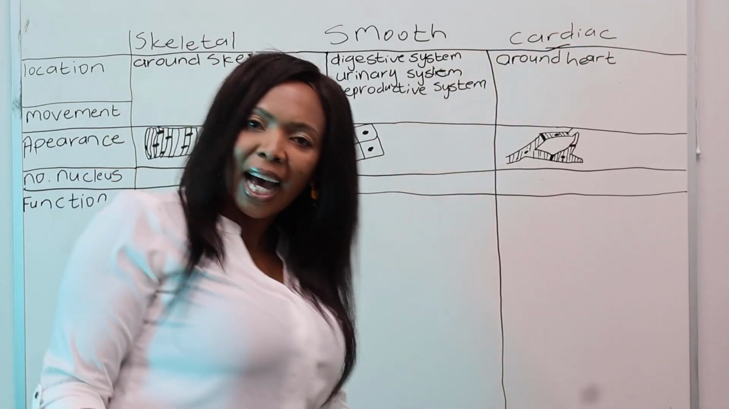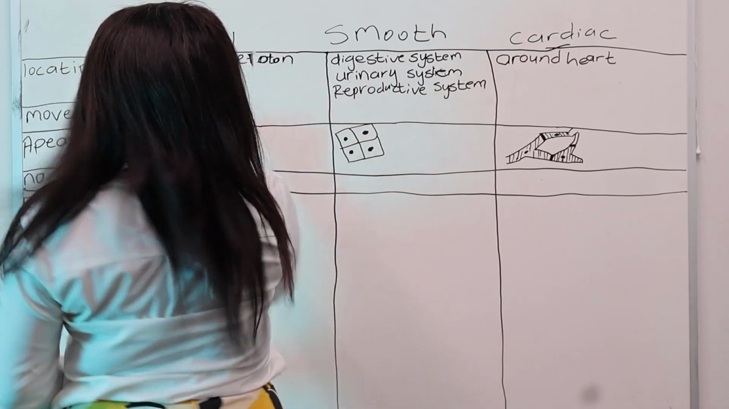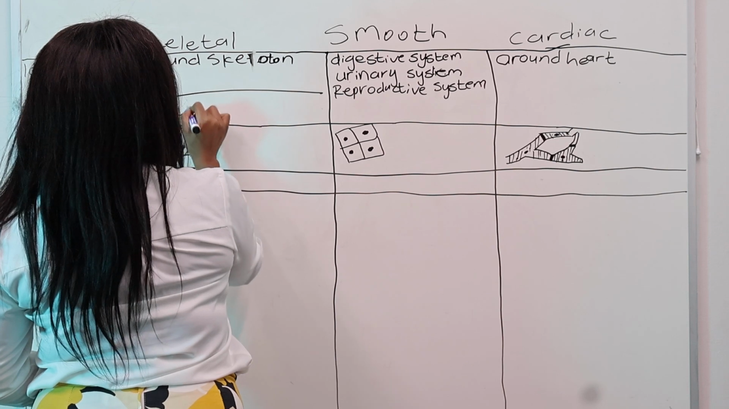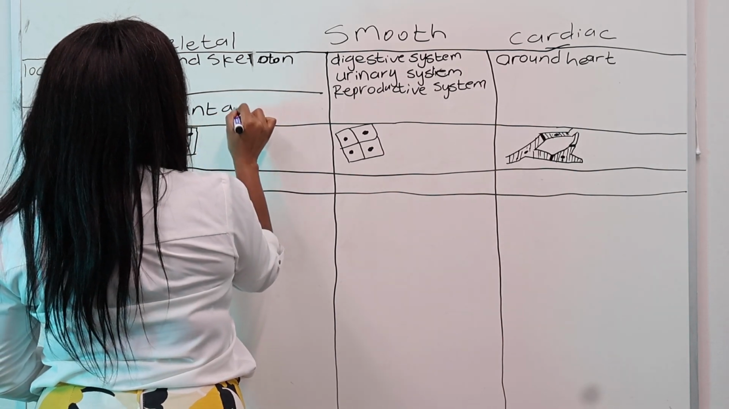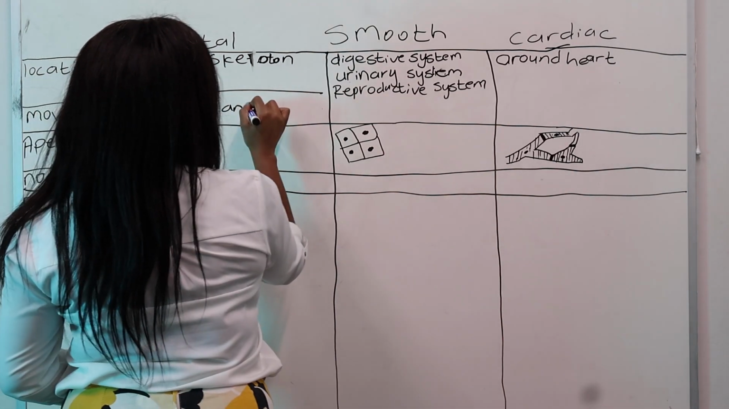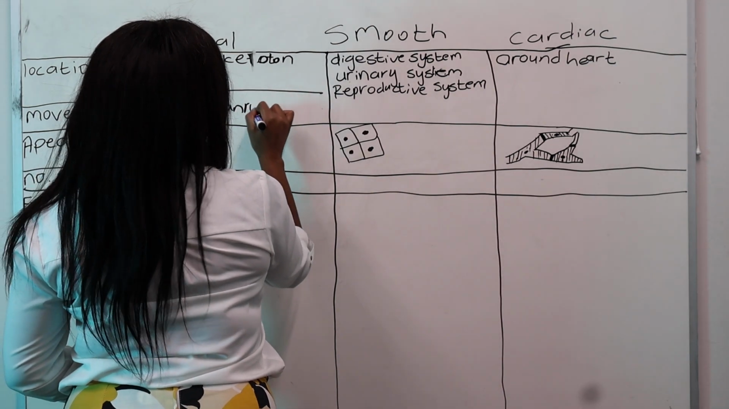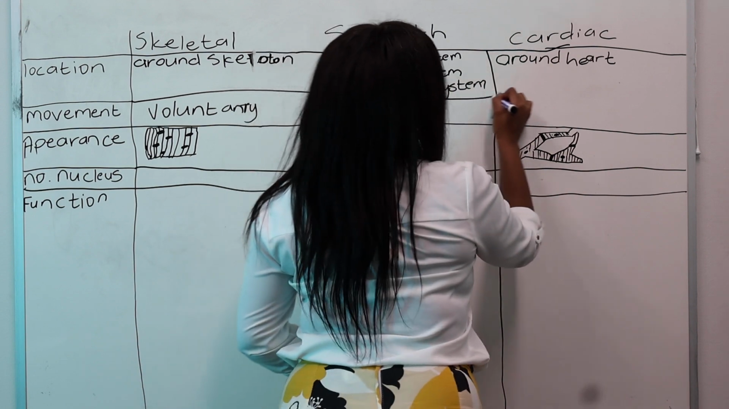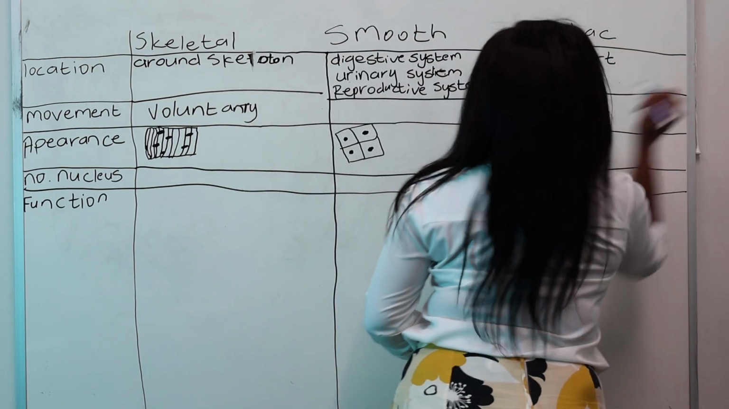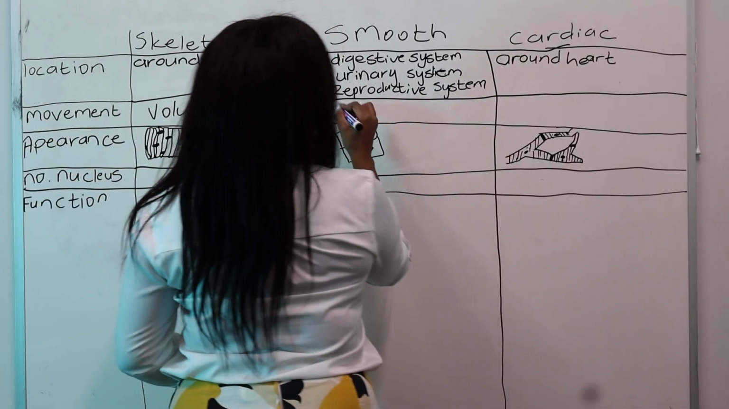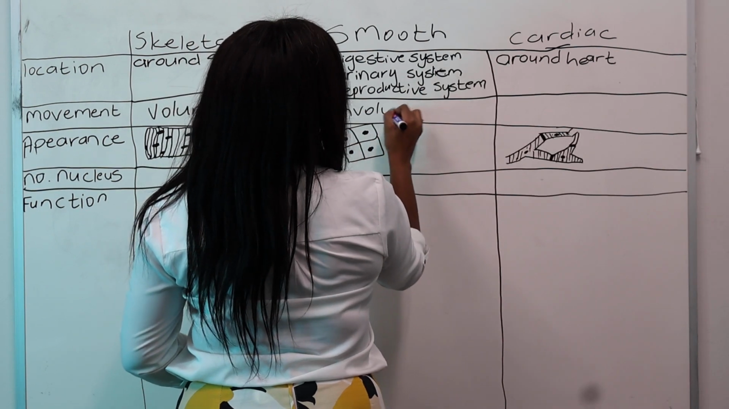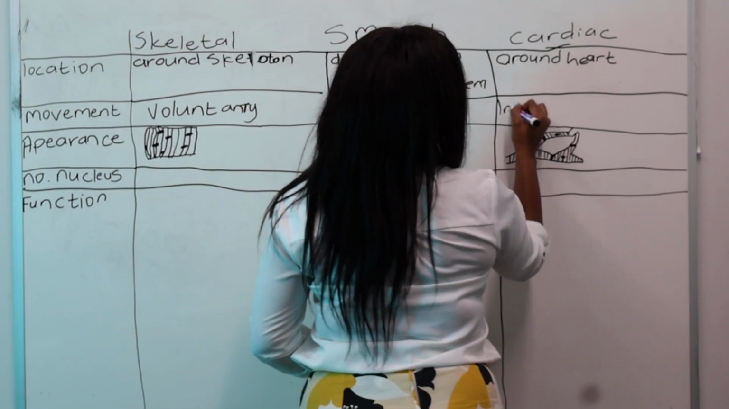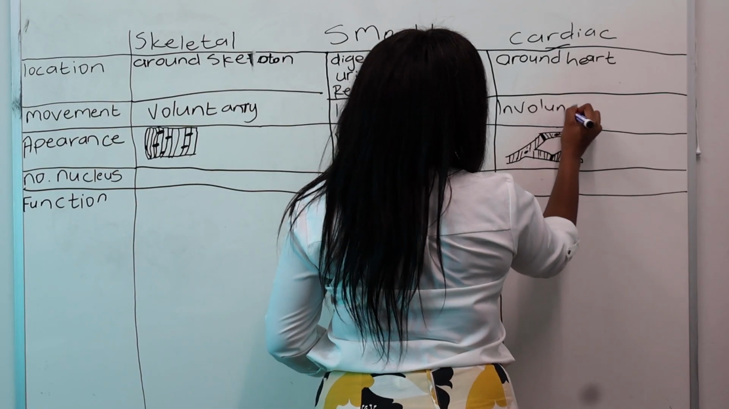Because I decide to walk, then it's voluntary movement. Voluntary movement. And then in both the cardiac and the smooth it is involuntary movement.